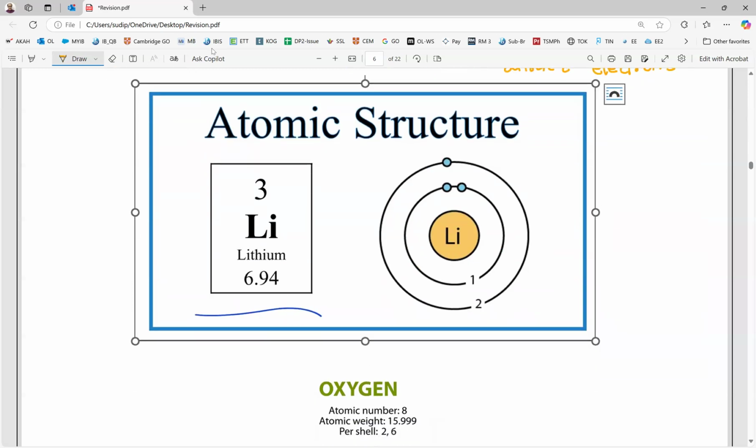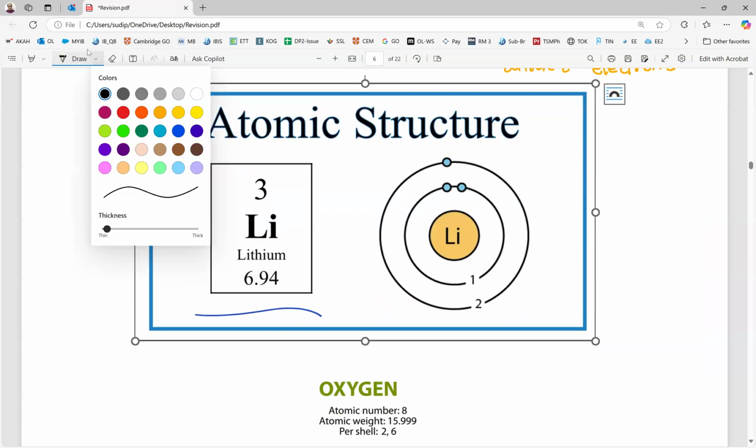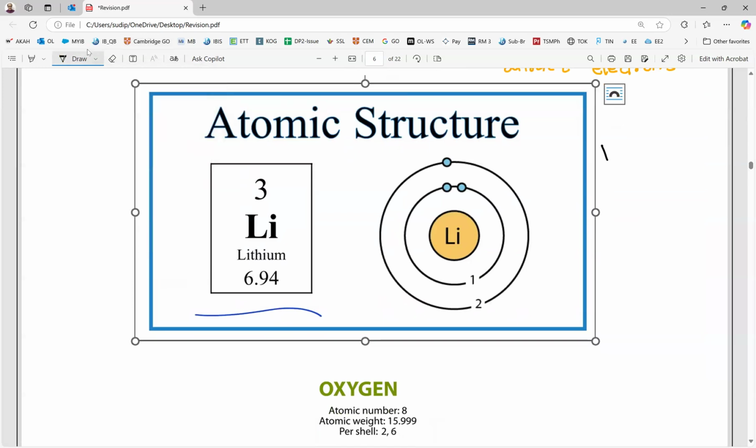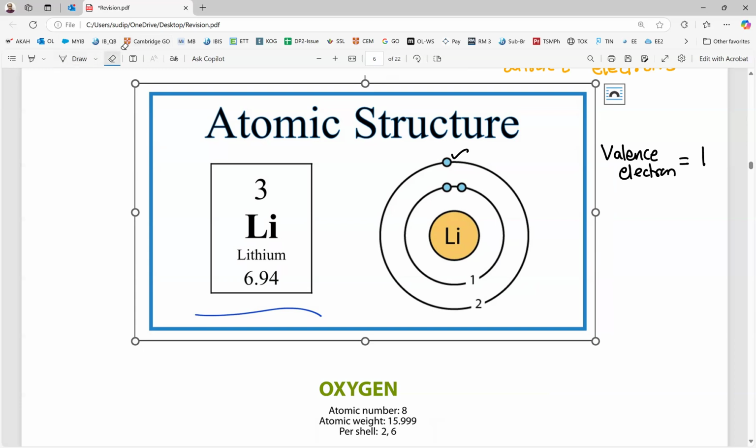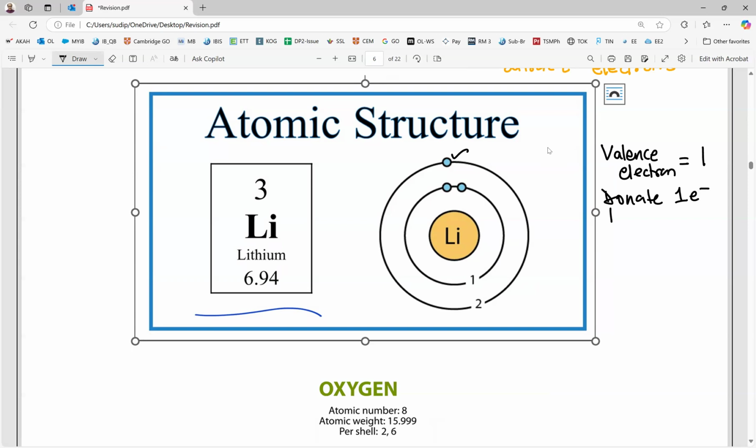Now, coming to lithium, as we have seen, the valence electron of lithium, let us write first. Valence electron for lithium is 1. Okay, the last shell, this one. This is the valence electron. Now, lithium can donate 1 electron. And why does it donate 1 electron? To attain stability.